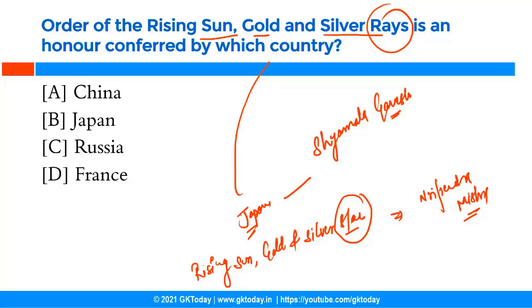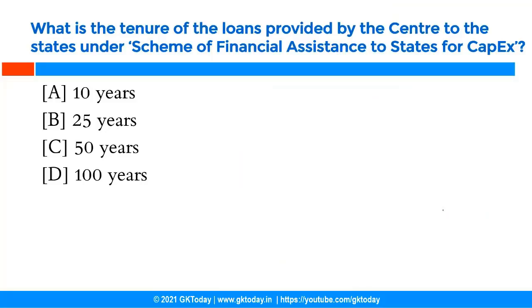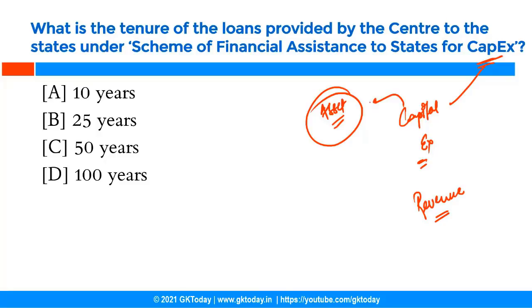Next question is, what is the tenure of loans provided by the central government to the states under the Scheme of Financial Assistance to the States for CAPEX? Now first thing first, what is CAPEX? It is capital expenditure. So there are two types of expenditure. One is revenue expenditure, one is capital expenditure. If money is being spent for any asset, then it is capital expenditure. Revenue expenditures are ongoing operating expenses.